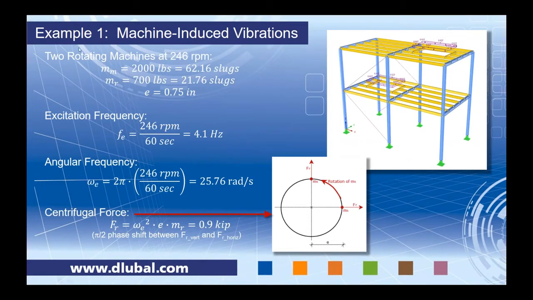So I was given the information that I have 2 rotating machines at 246 rotations per minute. Now the mass of the machines is 2,000 pounds. Now of that, the mass of the rotors is 700 pounds, operating at an eccentricity of 0.75 inches.